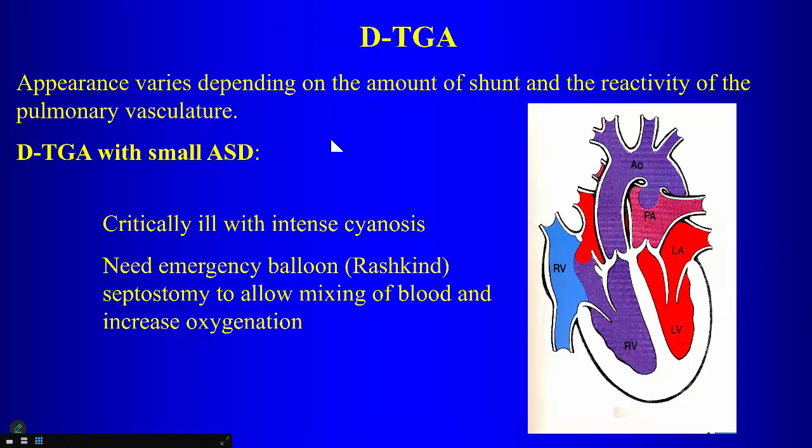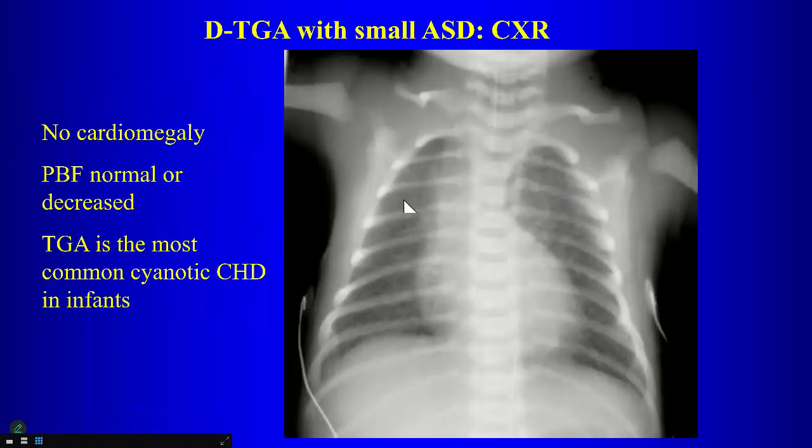So the appearance varies on the radiograph with the amount of shunt and the reactivity of the pulmonary vasculature. If there is a small ASD, if there's not a lot of shunting, there will be intense cyanosis because you have two independent circulations. Initially, the treatment is to tear open the atrial septum, that's a Rashkind septostomy, to allow communication between the two circulations, to allow some oxygenated blood to get into the arterial system, into the systemic circulation before they can do more definitive surgery, okay?